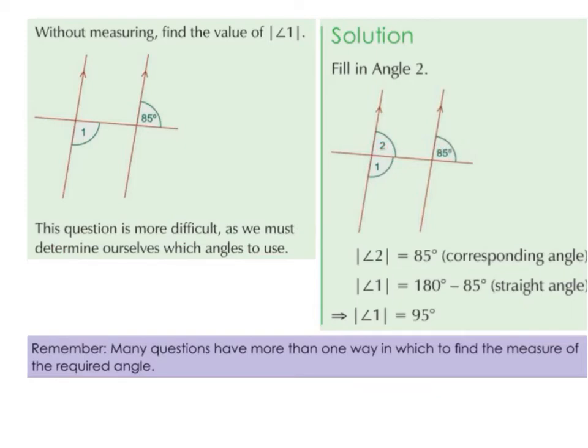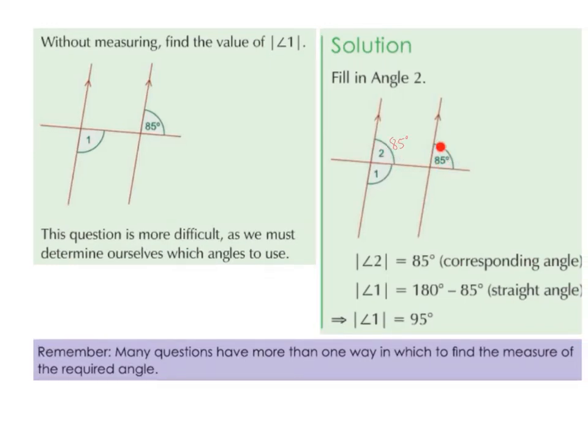So angle 85 and angle 2 are in the same place. They're corresponding with each other, so they have to be equal. So angle 2 must also be 85 degrees. So 85 degrees and 85 degrees.